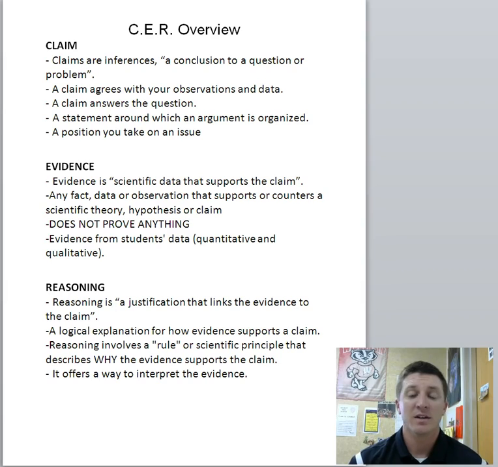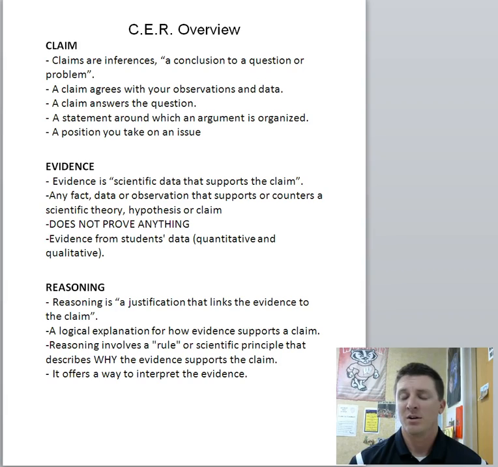Evidence is the data that supports the claim. It's any fact, data point, or observation that supports mainly your claim. It can also counter other theories, hypotheses, or other claims themselves. Evidence doesn't necessarily prove anything. Evidence has the purpose of supporting that claim.